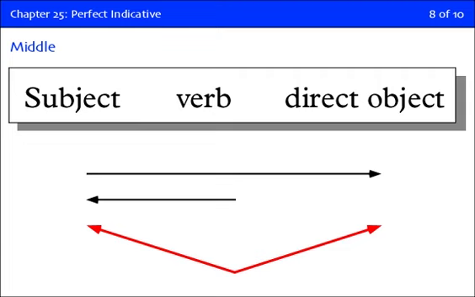And yet the nuance of the middle is that the action of the verb is done in such a way that it also comes back and affects the subject. A verb that is middle, a true middle, describes an action which in some way comes back and affects the subject. The subject is still doing the action. The direct object is still receiving the action. But the verb in the middle describes an action that in some way comes back and affects the subject in a way that an active form doesn't.